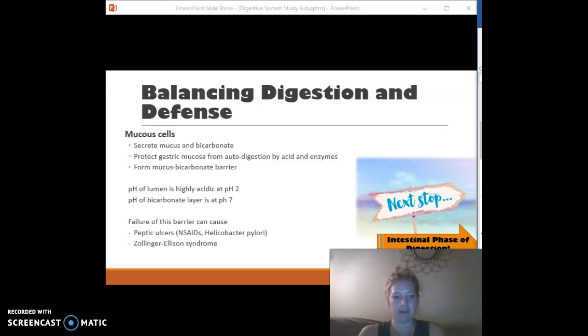And then once the chyme passes into the small intestine, the gastric phase of digestion ends. We mentioned previously there's that role of the negative feedback loop. So with the end of the gastric phase of digestion, the next phase would be the intestinal phase of digestion.